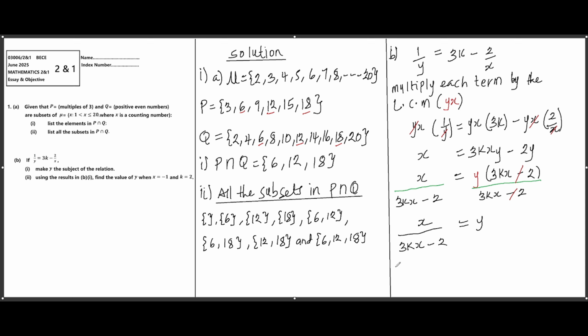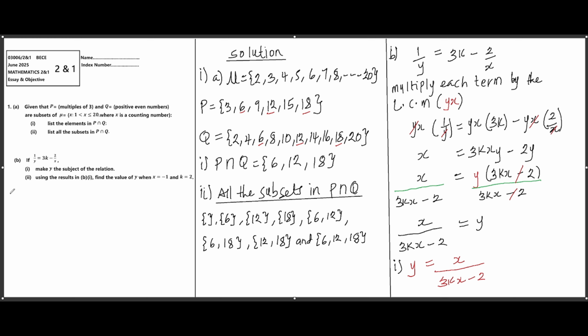So with the bi, we can say that y, we are asked to make y the subject. So y is equal to x on 3kx minus 2. So that is bi.